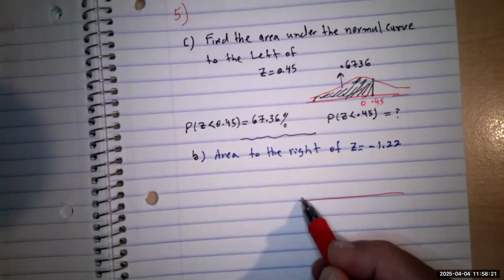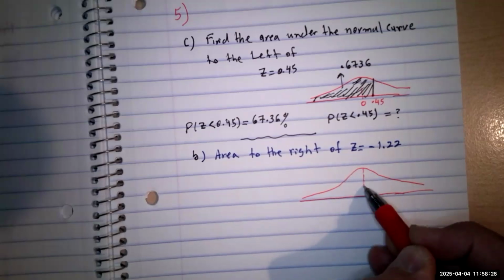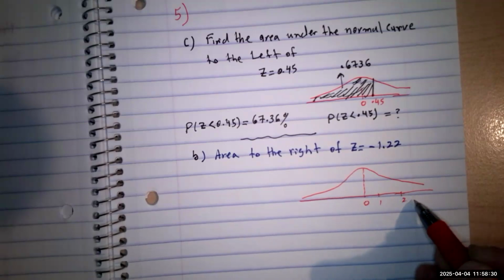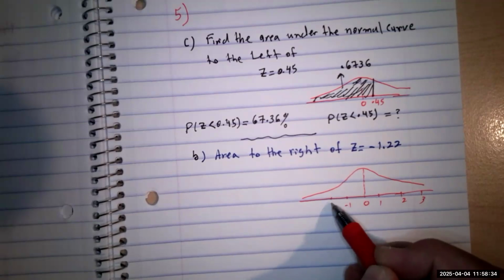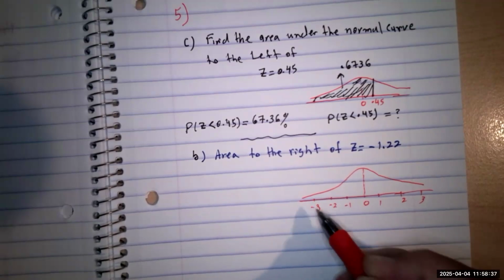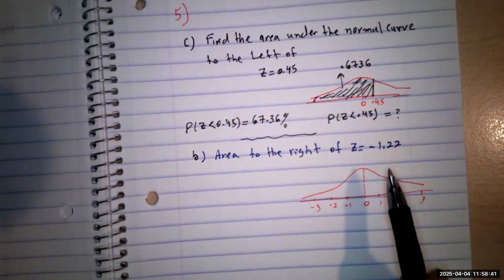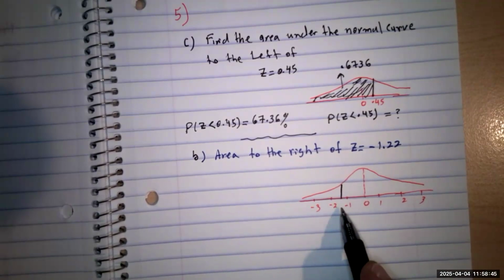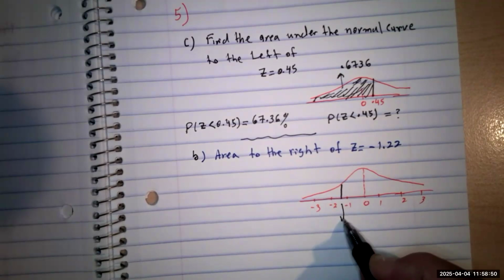This is it. So this is going to be 0. Okay, 0, 1, 2, 3. And this is going to be again our -1, -2, -3. So identify 1.22. Okay, 1.22 is almost here. That is going to be your Z node. Okay, and this is your Z number, which is -1.22.